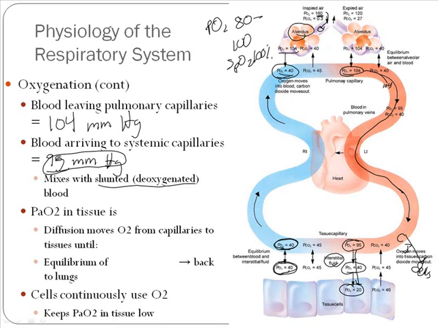So diffusion moves oxygen from the capillaries into the tissues until an equilibrium of 40 millimeters of mercury is met, and then it will travel back to the lungs. The cells continuously use oxygen because they are continuously performing cellular metabolism to create energy. That is why the PO2 in the tissue is always so low.